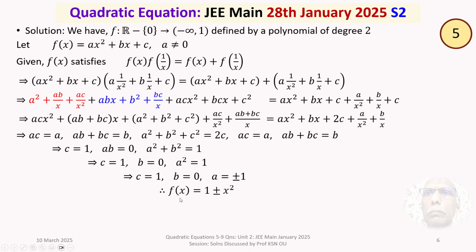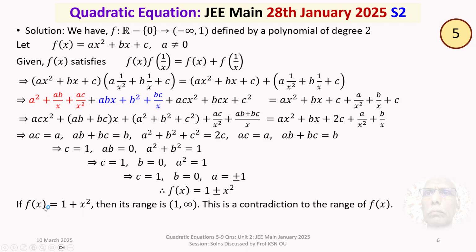Now, what happens if I take f of x is equal to 1 plus x square? If you take f of x is equal to 1 plus x square, then what is the range of this function? The range of this function is the open interval 1 to infinity. But your given function f has the codomain minus infinity to 1. So this is not possible. It's a contradiction. Therefore, f of x is equal to 1 plus x square is not possible. Therefore, f of x is equal to 1 minus x square. Agreed. We continue in the next slide.